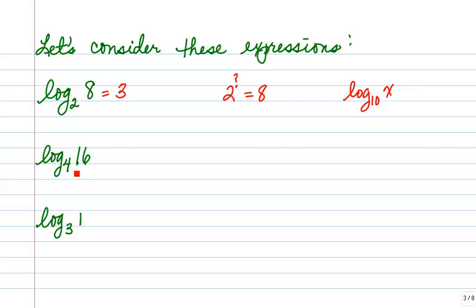What about log base 4 of 16? That would mean 4 to what power is 16? Good, that is just simply 2. Log base 3 of 1 means 3 to what power is 1? Yeah, we talked about with the exponential functions that anything to the 0 power is 1. So log base 3 of 1 has to be 0.